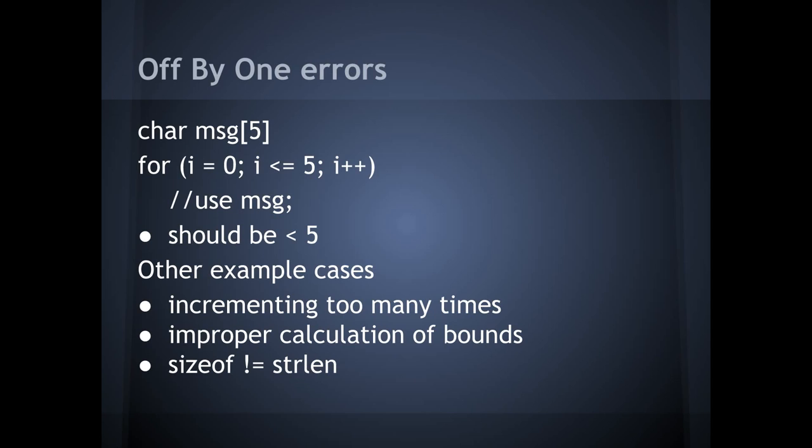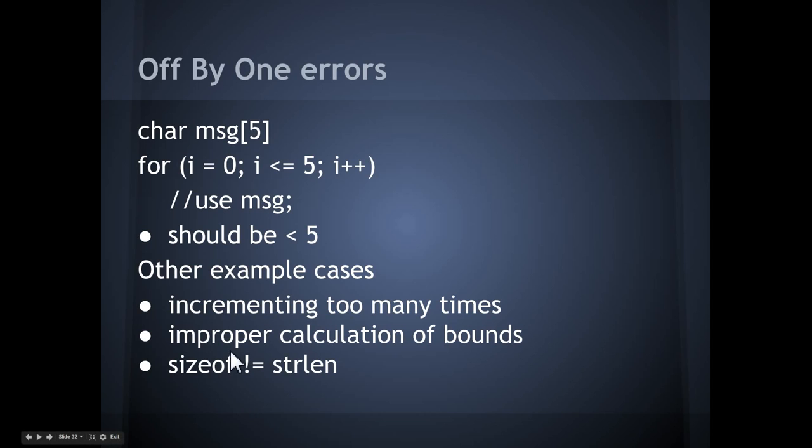Another interesting category to consider: off by one errors. For instance, if you have a character array that's 5 long and you go up to i <= 5, that's going to be 0, 1, 2, 3, 4, 5. That's 6 characters that you're going to be iterating over. So it should have just been less than 5. Other example cases: incrementing too many times or improper calculation of balance.